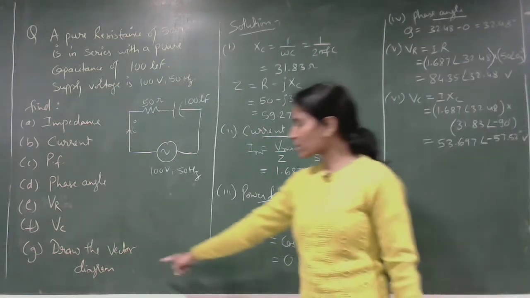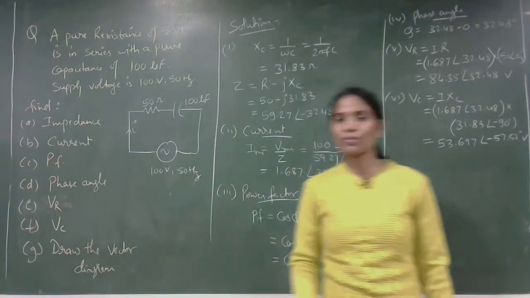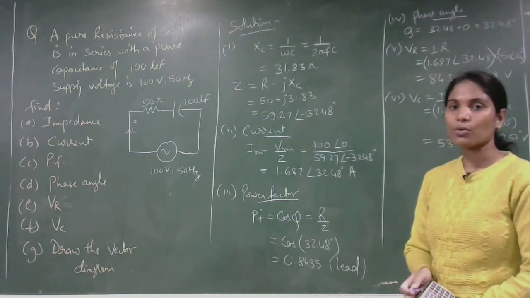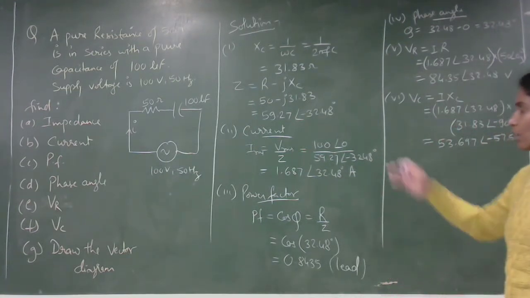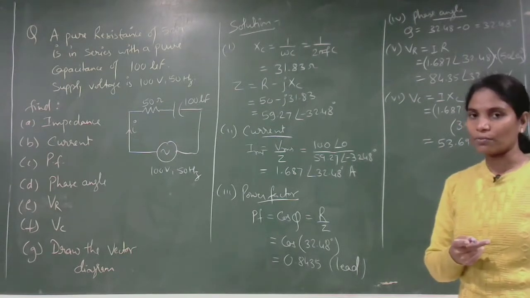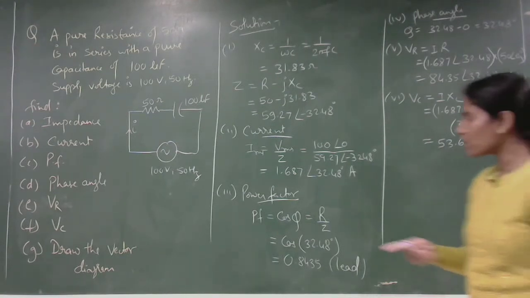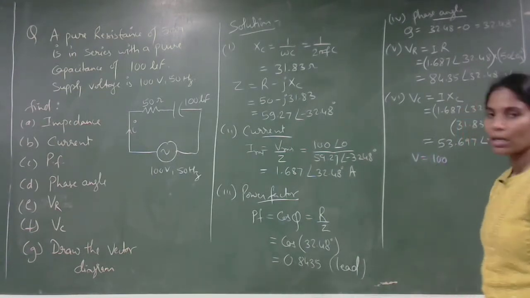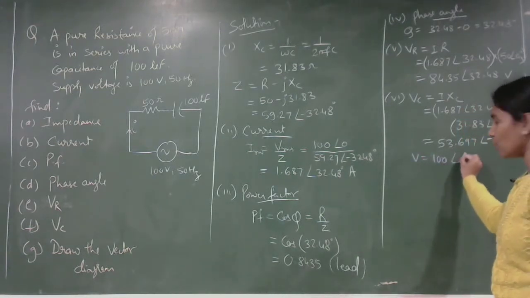Now the last bit is asking to draw the vector diagram. Vector diagram is phasor diagram. We have to draw the phasor diagram. For drawing the phasor diagram, we should first have the voltage and current values. What is my voltage? The voltage value is given as 100 volts. So V is 100 volt, and we have taken it as the reference, so the angle is 0 degree.